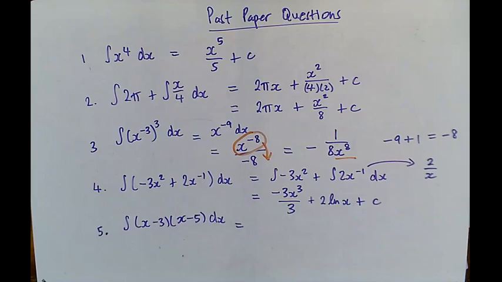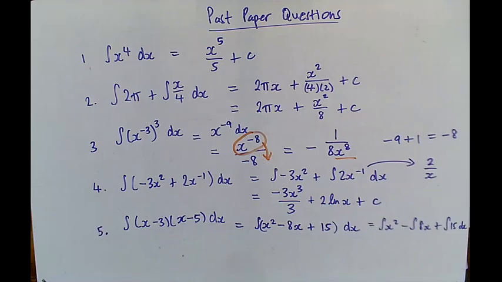Number 5. Notice here you have 2 binomials. You will have to multiply these binomials out until you get a trinomial. In other words, using the FOIL method, this is what you'll get. Then it's the integral of each term. If you apply the integral to all those terms, this is what you will get next.